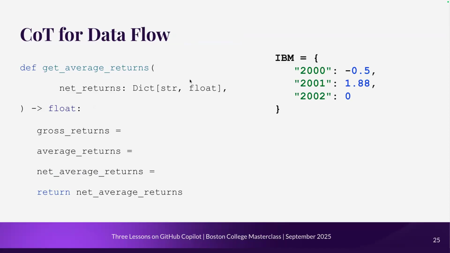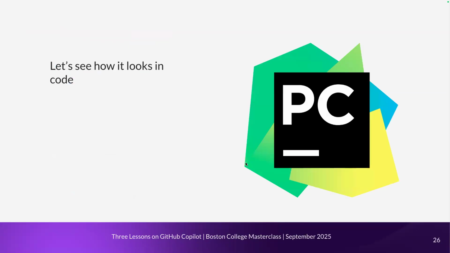So this is actually going to be our second exercise for today. We're going to implement get average returns, which is going to be more complex than a trivial prompt. Getting objects that describe the net returns, and we're going to transform them to gross returns. We're going to compute the average gross. We're then going to transform it back to net returns. And all of that without writing actual code. Are you ready for the challenge? Let's see how it looks in code.